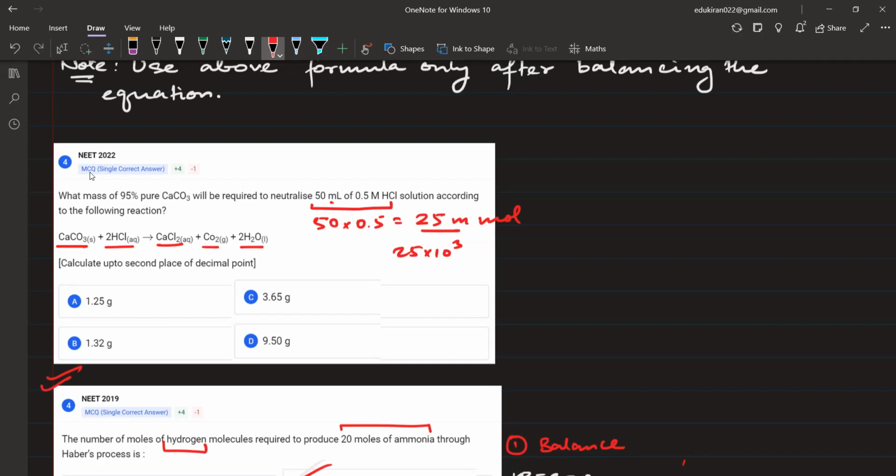Then what mass of CaCO3? कैल्शियम कार्बोनेट का आपको मोलर मास जानना पड़ेगा. What will be the molar mass of calcium carbonate? What is the mass of calcium, guys? कैल्शियम का मास पता है कि नहीं पता है? Calcium is 40.